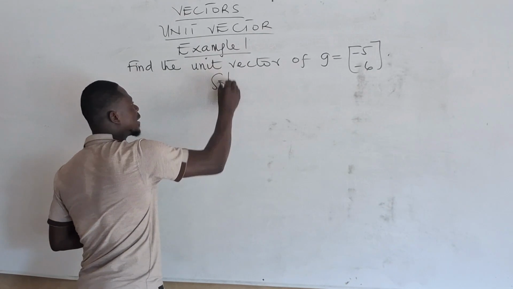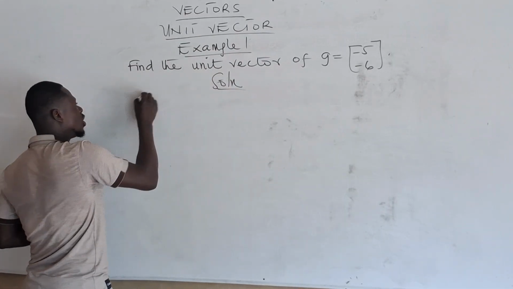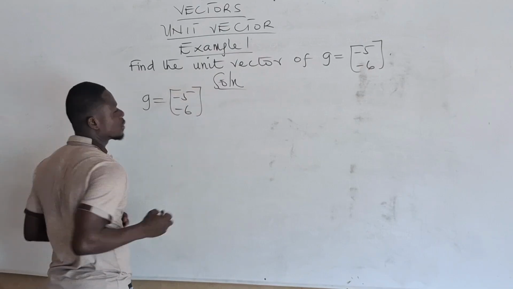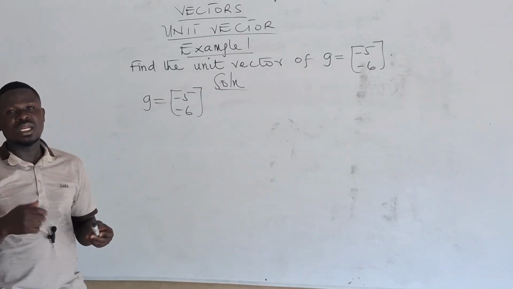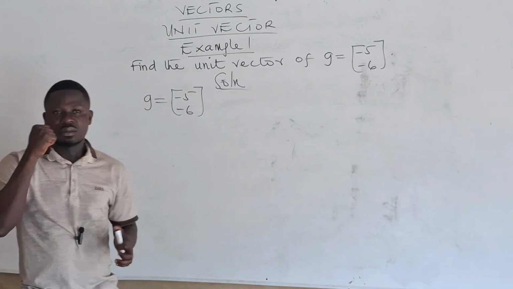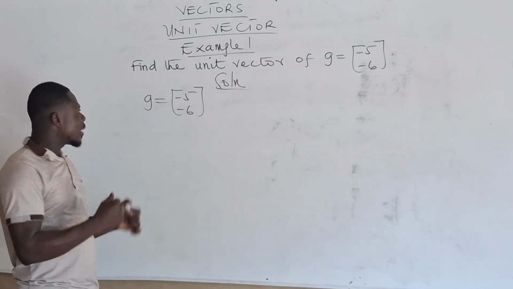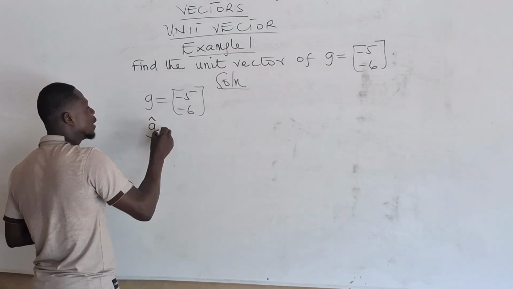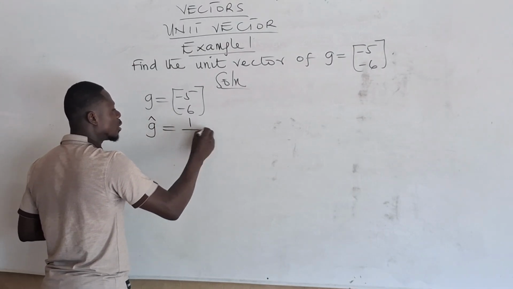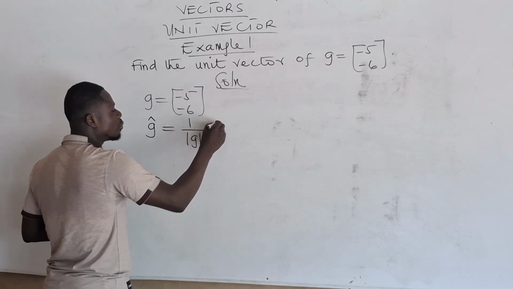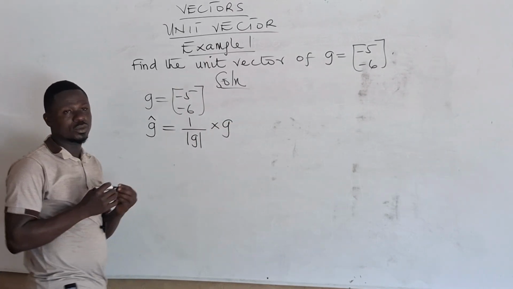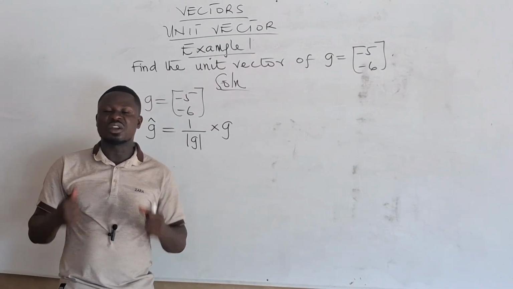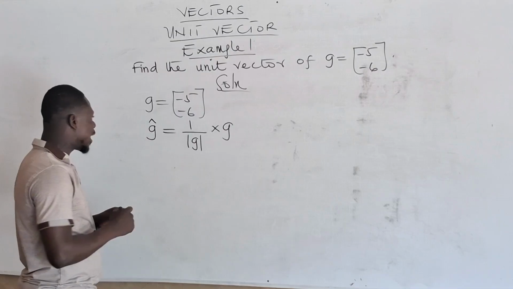So let's see how to find it. G was given as -5, -6. Before you can find the unit vector of any vector, first and foremost, write the formula down. So the unit vector, which is G cap, will be equal to 1 on the magnitude of G multiplying G itself. So what do we need to do here? We need to find the magnitude of the vector G first. Let's see how to find it.